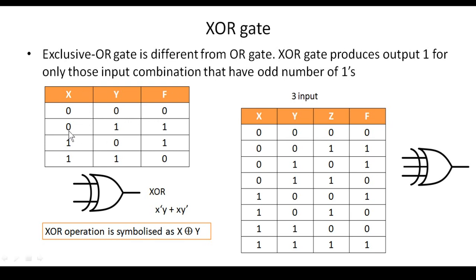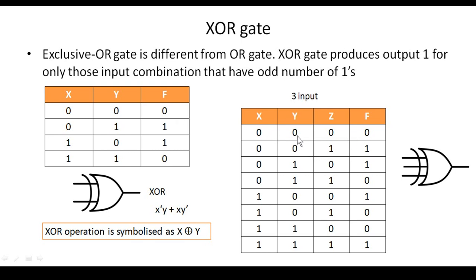Second row, you can see one input is 0, one input is 1. That means this is an odd number of 1s, so you will get output as 1. Again the third row also you got 1 and 0, so this is also an odd number of 1s, so you will get 1 here. And the last one is an even number of 1s, because both the inputs are 1, so you are getting 0.